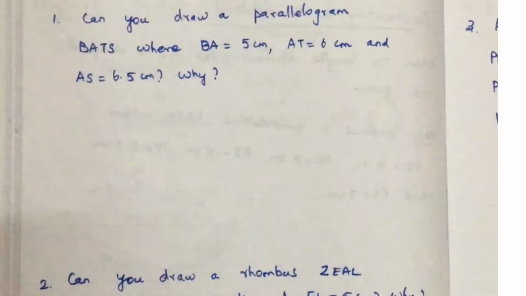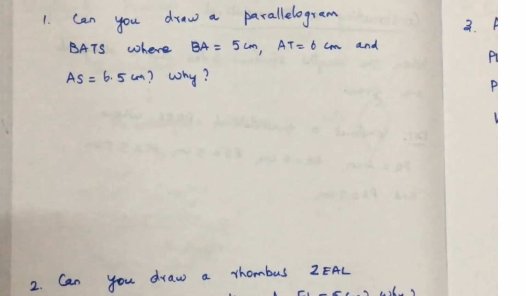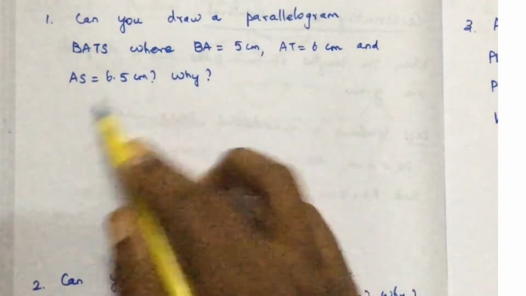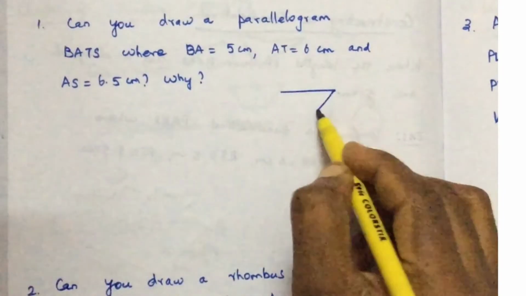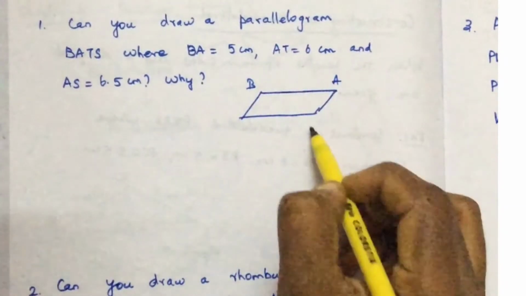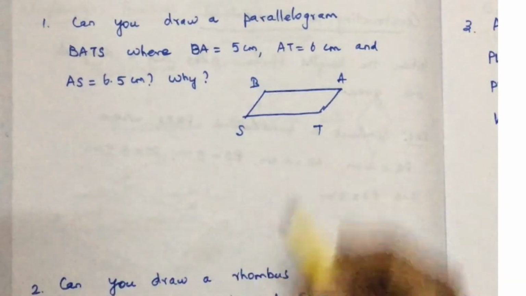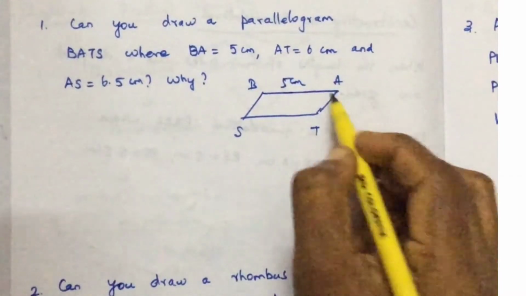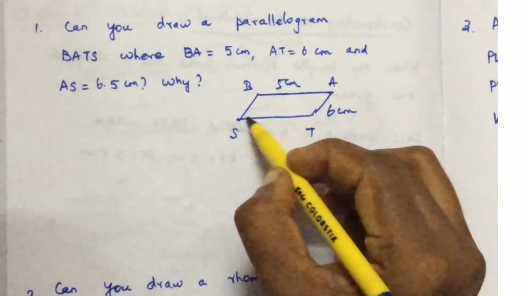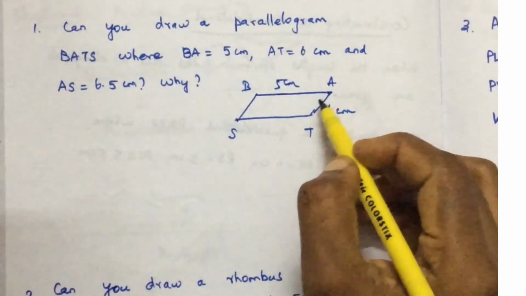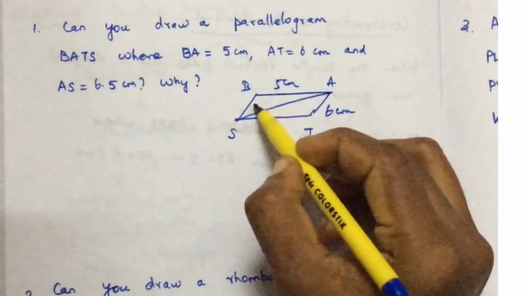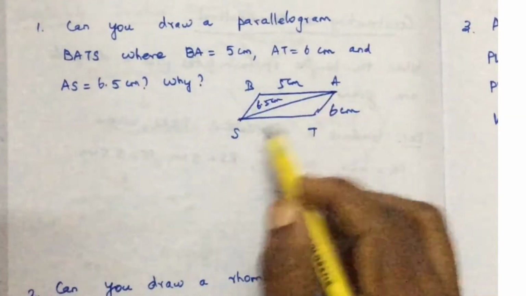So the next question is, can you draw a parallelogram BATS with BA 5 cm, AT 6 cm and AS 6.5 cm? If you do like this, BATS, this is a parallelogram, with BA is 5 cm, AT is 6 cm and AS, what is this? AS is 6.5 cm. So let me draw this AS. AS is 6.5 centimeter.